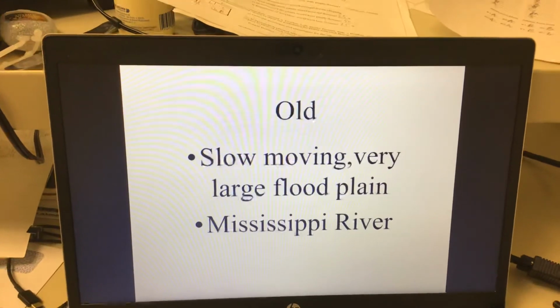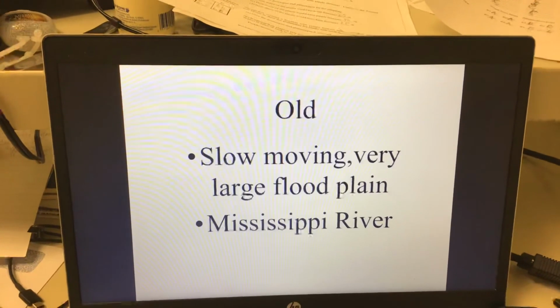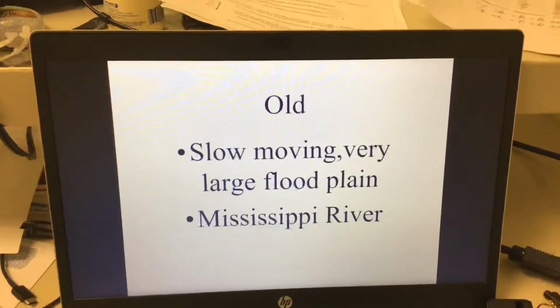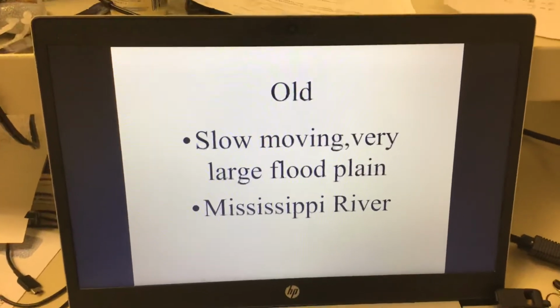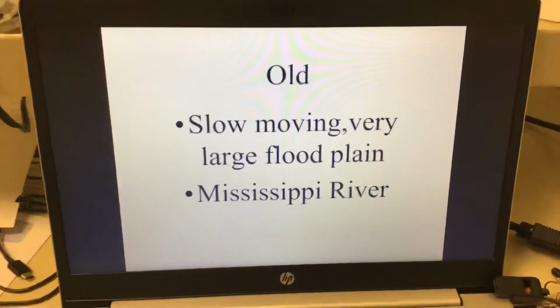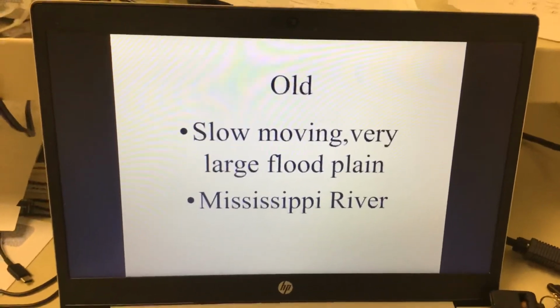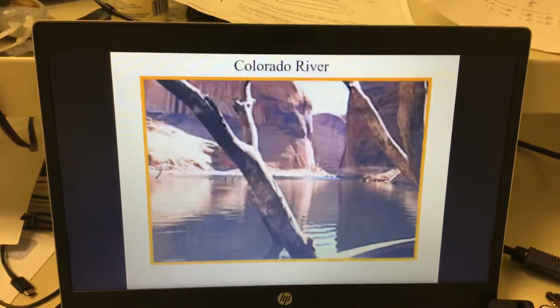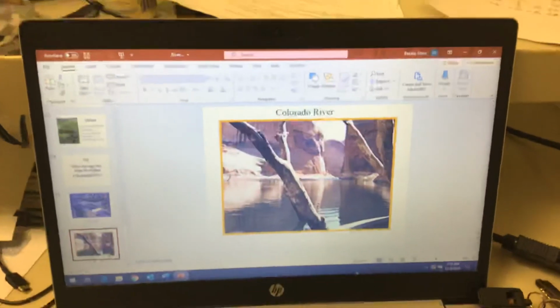So we have young would be fast, maybe have rapids, waterfalls. Mature, moving back and forth, meandering. Old, slow moving, big floodplain. And that's it for today.